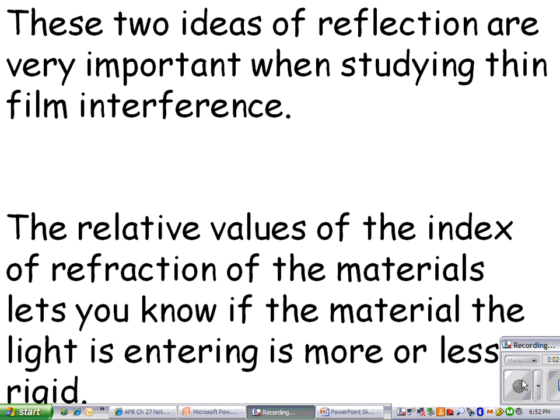These two ideas of reflection are very important when studying thin film interference. The relative values of the index of refraction of the materials let you know if the material the light is entering is more or less rigid. If the index of refraction of the medium you're going into is a higher value, then it's a more rigid medium. If the index of refraction that the wave is going into is lower, then it's a less rigid medium.